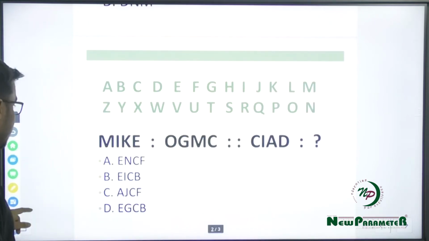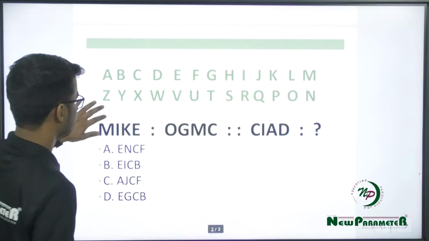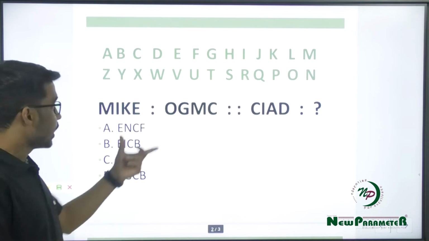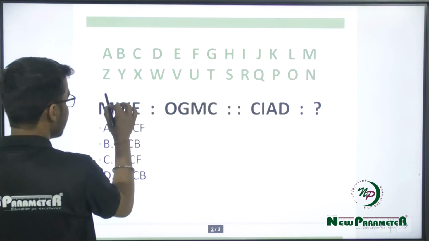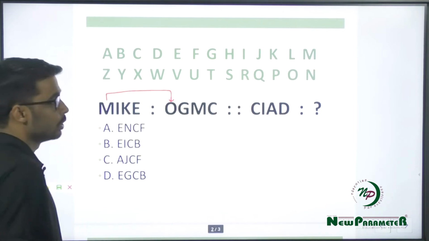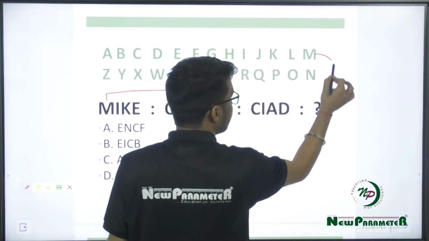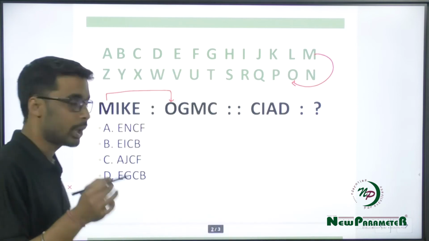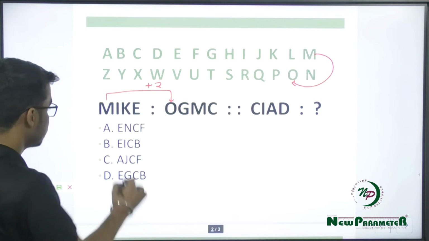Now this is another set of examples. Here again I am given three words, and I have to find the fourth word. The relation between M and O: when I look at the series, if I add 2 letters to M, I get O. So this would be plus 2 letters.